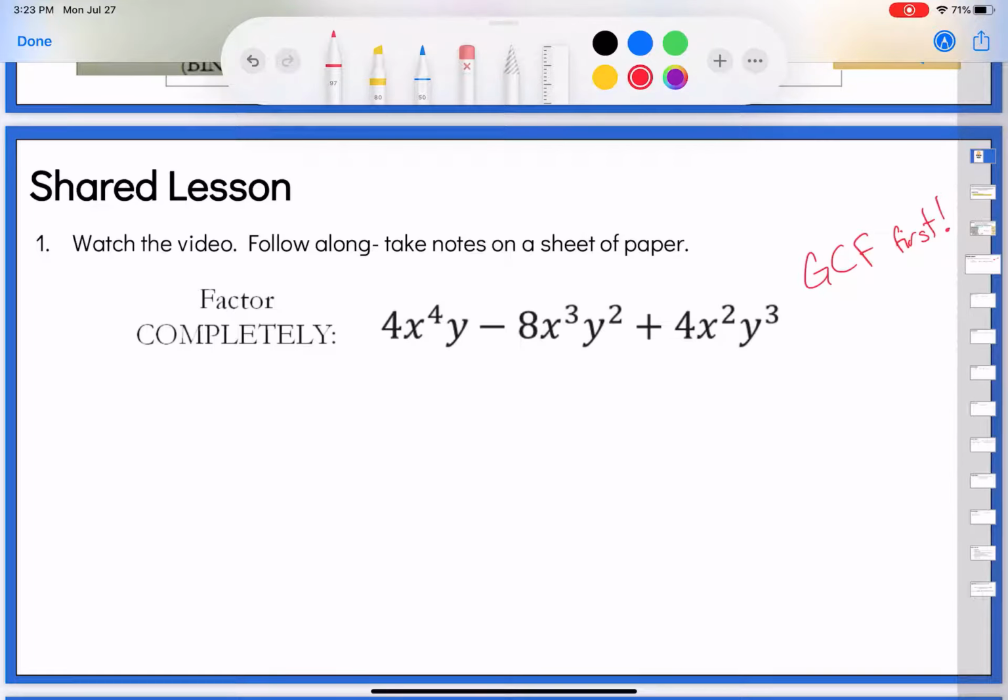So I'm looking, what do these guys have in common? What is the greatest common factor? I'm looking at my numbers here, 4, 8, and 4. Looks like I can pull a 4 out of that one. I see they all have an x. In fact, x to the fourth, x to the third, and x to the second. They all have an x to the second in common. And then I see they all have a y, y squared, y to the third. So it looks like what I can take out there is y.